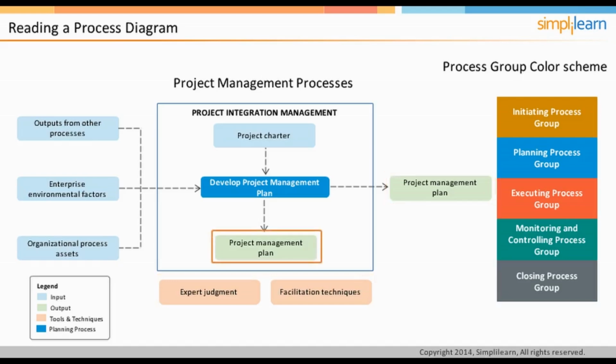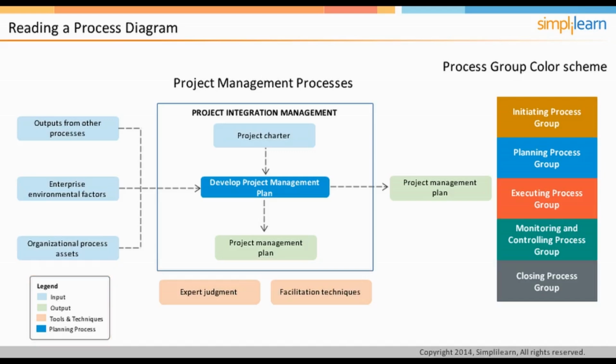These represent the output within the same knowledge area, whereas these outputs are fed into the knowledge areas other than the one that the process is a part of. You can observe that the process in the image is color-coded based on the process group. Initiating Process Group is in yellow, Planning Process Group is in blue, and so on. You can read the processes and their color codes in the legend box on the bottom left of the screen.